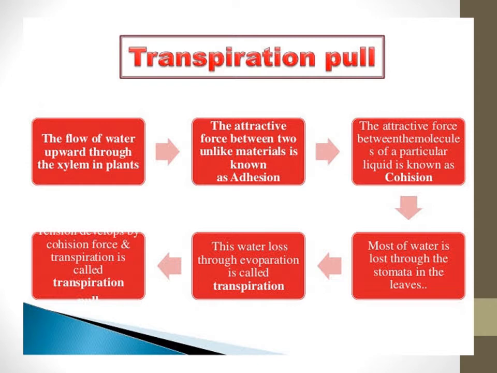The attractive forces between two unlike materials are known as adhesion. What are the unlike materials over here? One is the water, the other one is the cell membrane or cell wall, that is the walls of the cell. Both are two different materials, so you know unlike attract. So this attractive force is called adhesion. While the water is flowing along the plant body, this adhesion, or the attractive force, develops.